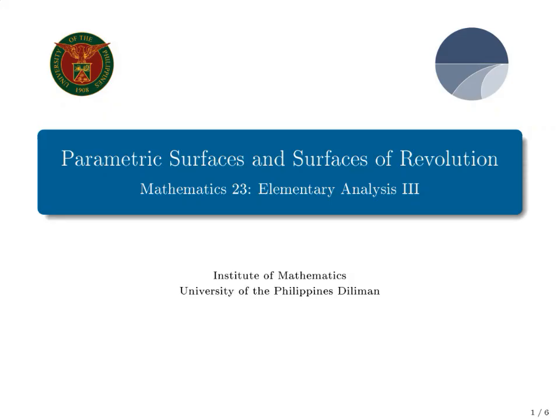This is the third and final part of the lecture video on parametric surfaces and surfaces of revolution. In the first part of the lecture video, we saw how surfaces can be represented by parametric equations or by vector-valued functions in two parameters. The second part of the lecture video dealt with parametrizations of surfaces of revolution. If you have not watched the first and second parts of the lecture video, please watch them first.